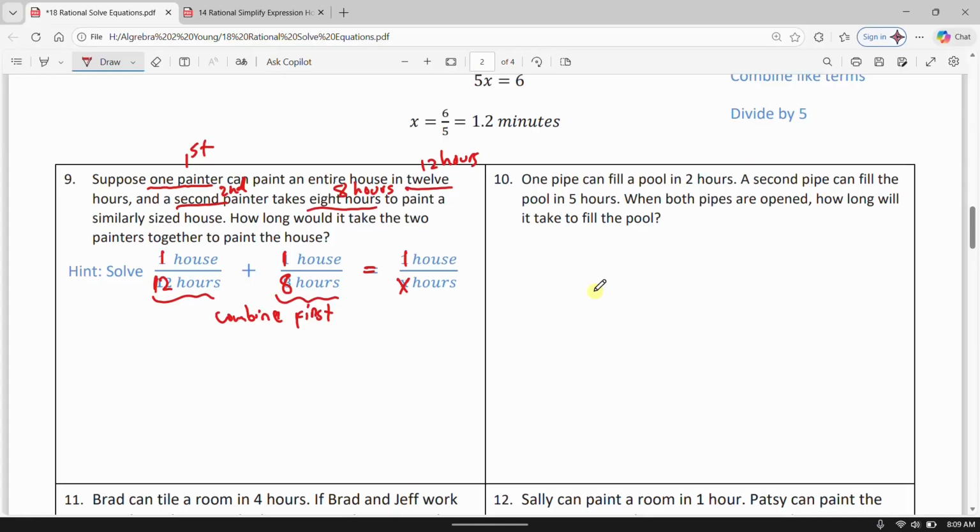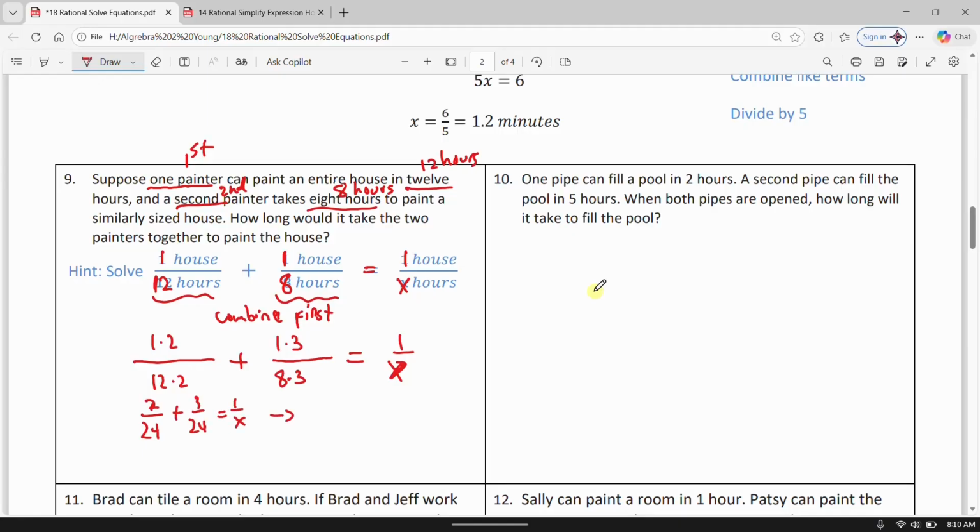So the common denominator, the common multiple, is 24. Why? 24 divided by 12, 24 divided by 8. Okay, so the common denominator is 24. So I'm going to do 12 times 2, and then I'm going to multiply 1 by 2. Over here, I have 8 times 3, then I'm going to have 1 times 3 over here. I'm going to keep the right hand side 1 over x, and now this is going to give me 2 over 24 plus 3 over 24 equal 1 over x.